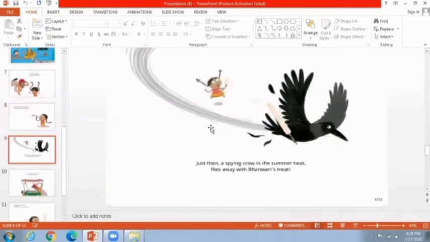Just as a spying crow in the summer heat flies away with Bhavri's treat. So now the story comes to the middle, okay? And here in the middle of the story we find that the hero and the main character of the story faces a problem. So here a problem comes and it was created by the crow. A spying crow snatched her treat. Here treat means her delight, her happiness. The crow here is addressed as spying crow. That means the crow was secretly looking at her.